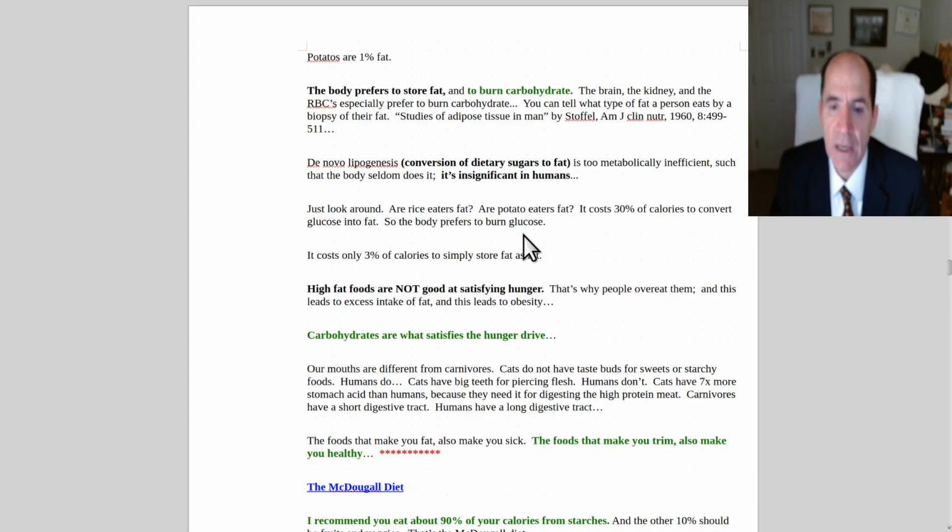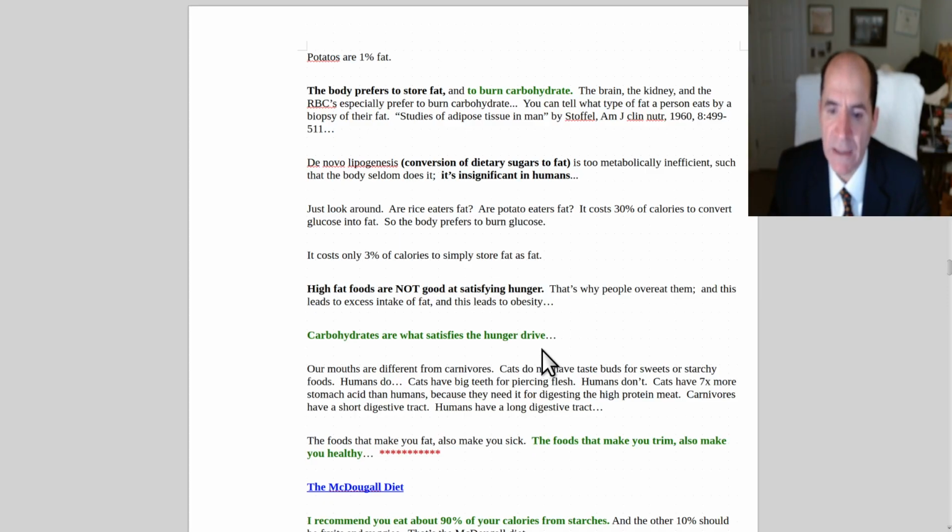It costs about 30% of calories to make glucose into fat. So the body prefers to just burn the glucose. High-fat foods are not good at satisfying hunger. That's another reason why people tend to overeat them, and this leads to excessive intake of fat, and this leads to obesity.